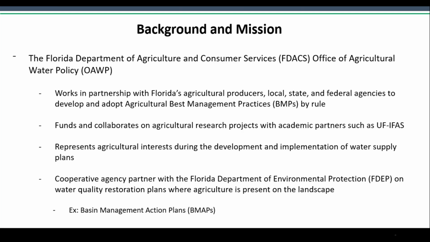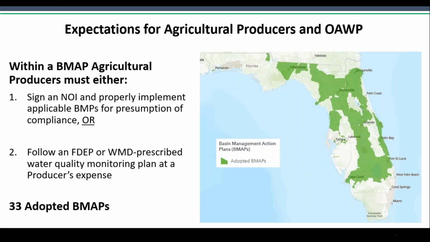Refinement of what and where agricultural lands are in the state are critical for implementation of these best management action plans, or BMAPs. BMAPs identify the proper implementation of FDACS agricultural BMPs as a management strategy to address agricultural non-point source pollution.